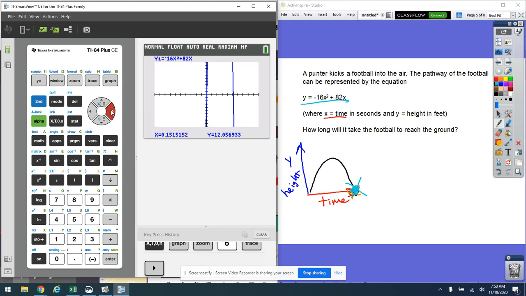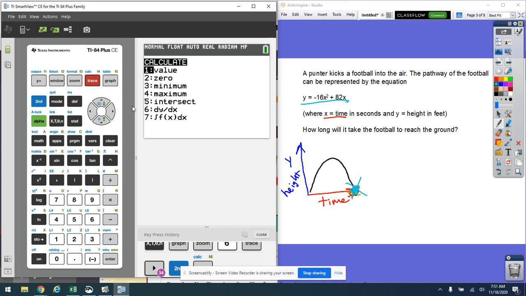It's going to go tracing up, up, up, up, and you see that number? Now it's coming back down. If you pay attention to this Y point, it's coming back down, down, down, down, and now it hits the ground right at this particular point. I want to know the exact number. So I do second, trace, finding that zero because it's hitting that x-intercept.